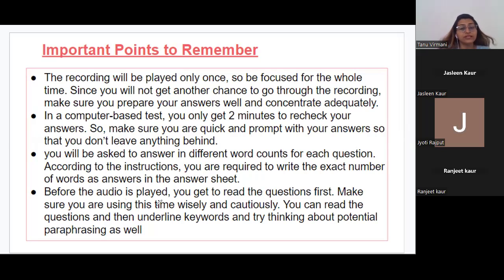Before the audio is played, you get to read the questions first. Make sure you're using this time wisely and cautiously. You can read the questions, underline the keywords, and try thinking about potential paraphrasing as well, because you're going to hear the paraphrasing also. It's not that the same statement of your question will be available in the audio. It will be paraphrased. As I told you several times, in reading and listening, you have to catch the paraphrasing. In writing and speaking, you have to do the paraphrasing. Okay, so make sure you catch the paraphrasing.